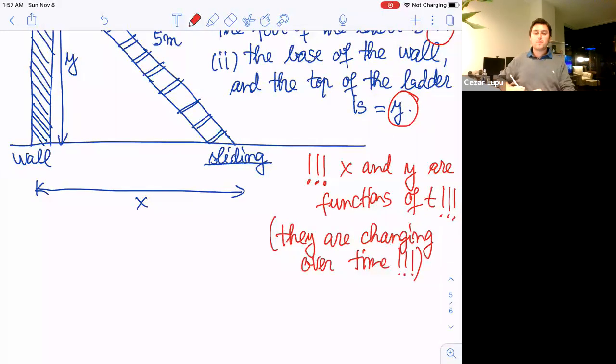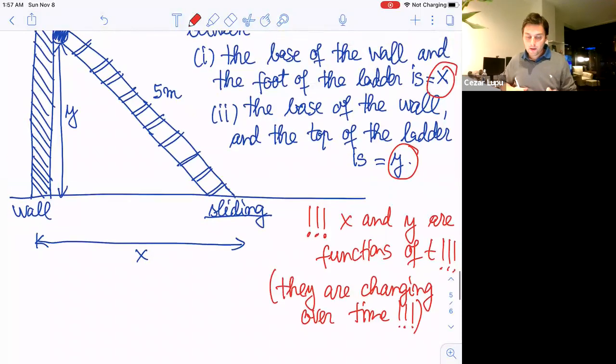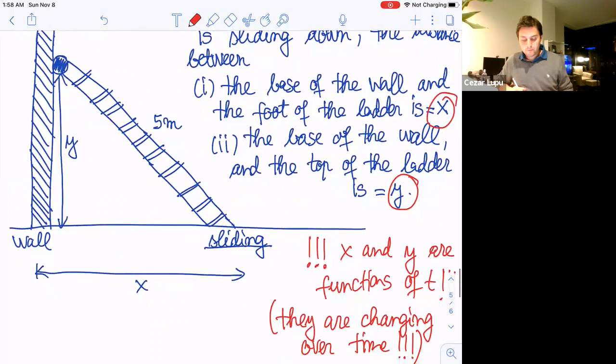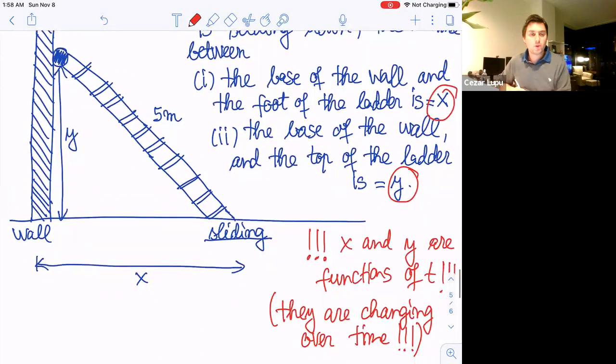Okay, so let's keep this in mind. Now let's look at the picture again. Just look at it. What do we have here? We have a right angle triangle. You can put here three points, let's say A, B, and C, right?